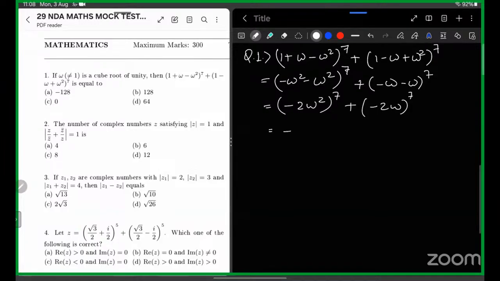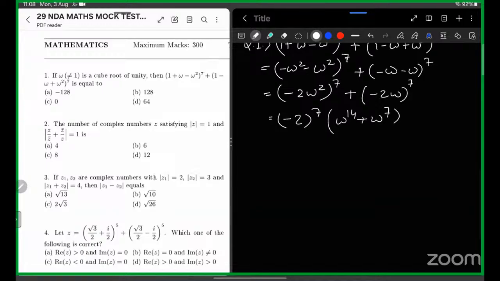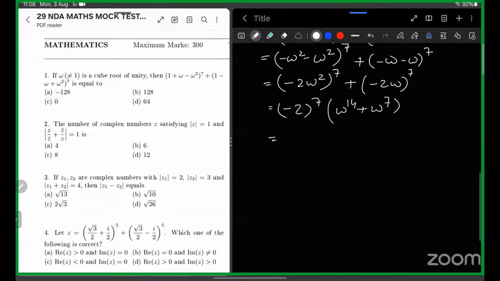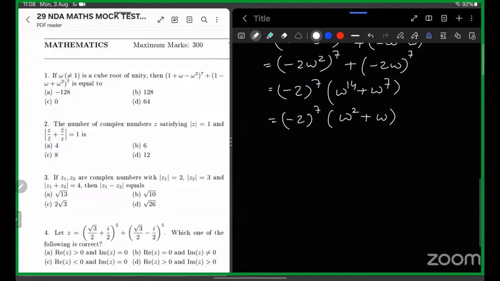So I can take minus 2 raised to power 7 outside, common from both. In the bracket I am going to get omega square raised to 7, that is omega power 14, plus omega raised to power 7. Omega power 14 can be written as omega square, and omega power 7 can be written as omega. So omega square plus omega is equal to minus 1.